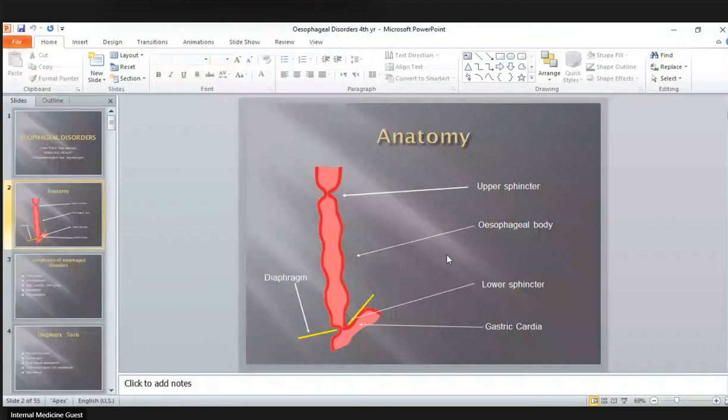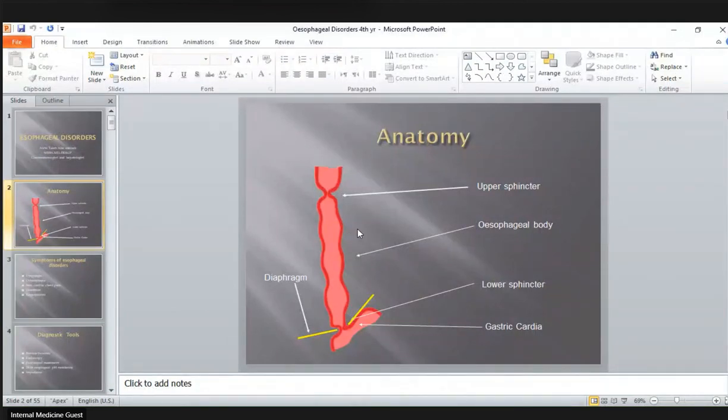Of course, it connects the hypopharynx and the oral cavity with the stomach, and it is used to bring the food from the oral cavity into the gastric lumen. It has an upper esophageal sphincter, which is this one, and a lower esophageal sphincter, and in between is the esophageal body.